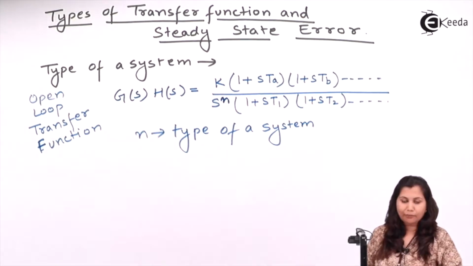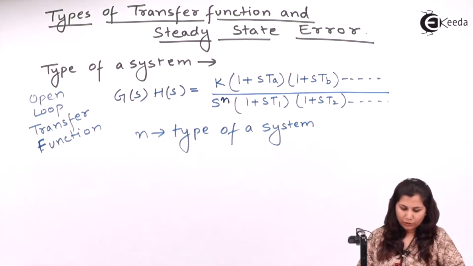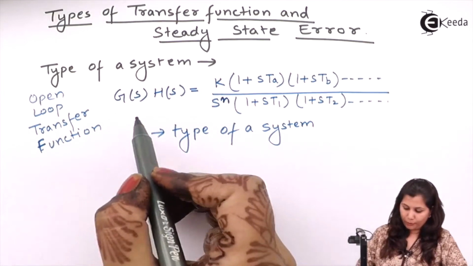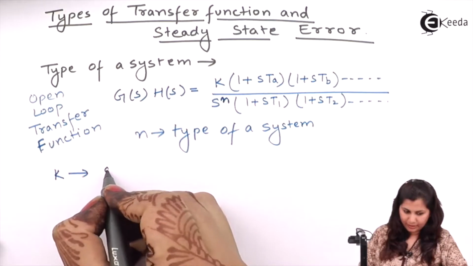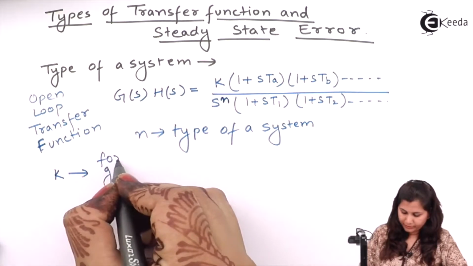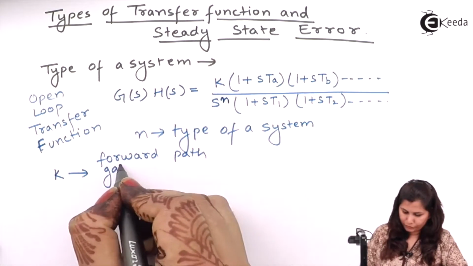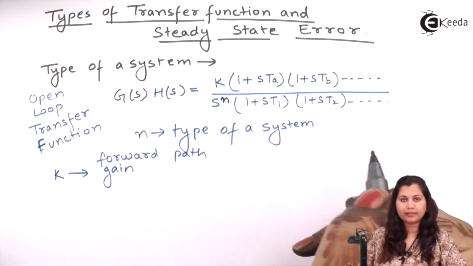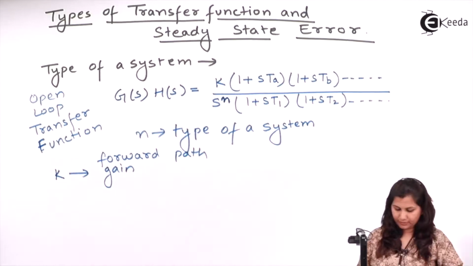Now for these various types of systems, we will calculate the steady state error. Okay, so let's start with the first, type 0 system. Also in this open loop transfer function, this K represents the forward path gain of the system, and n is the type of the system. So let us start with the type 0 system.